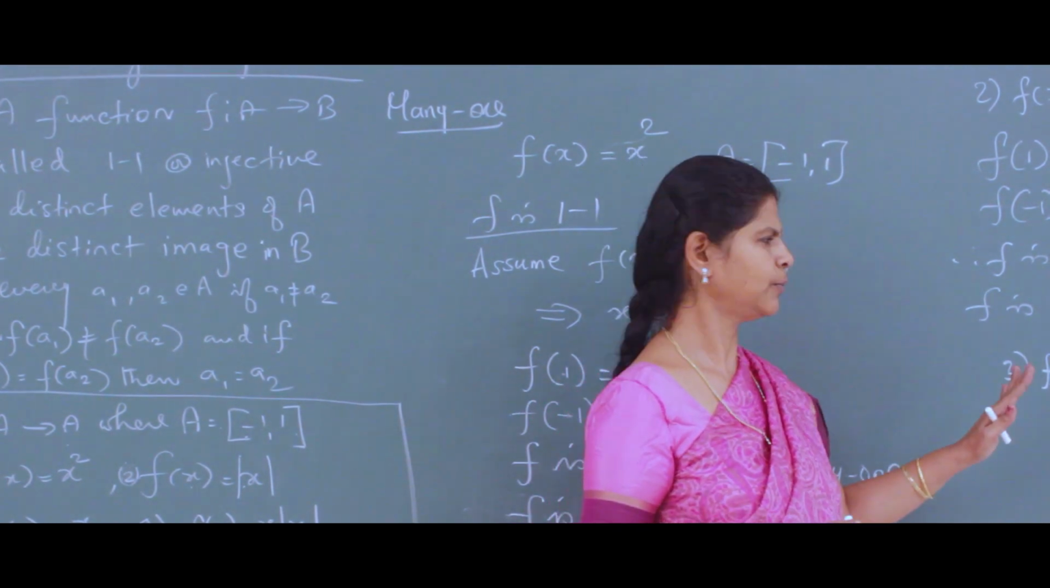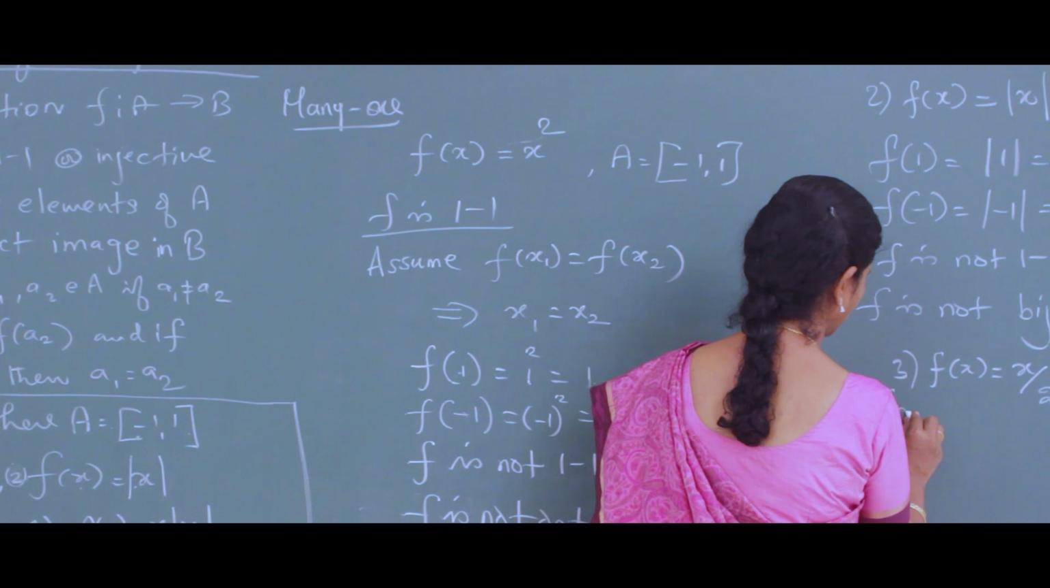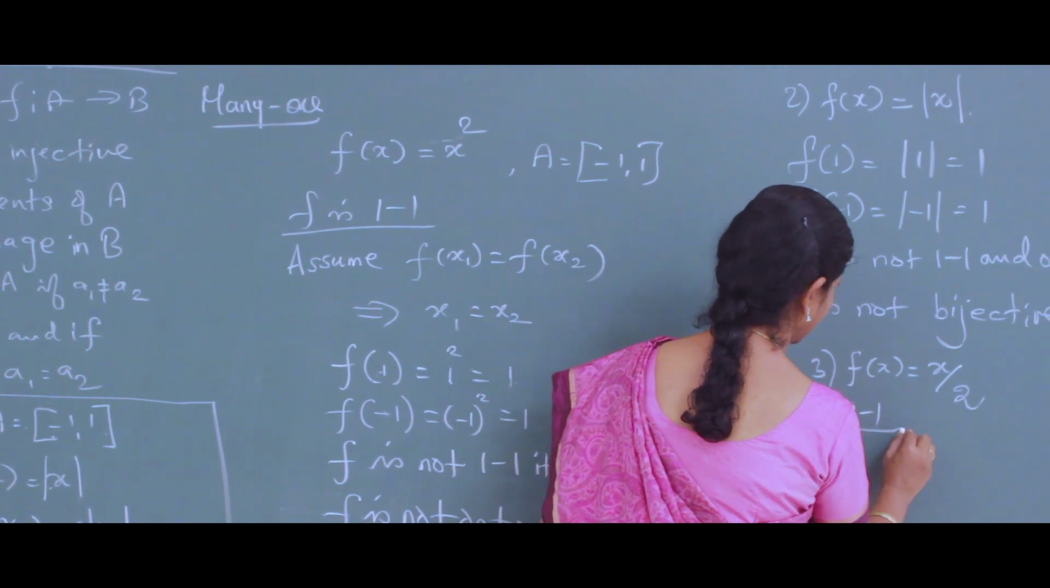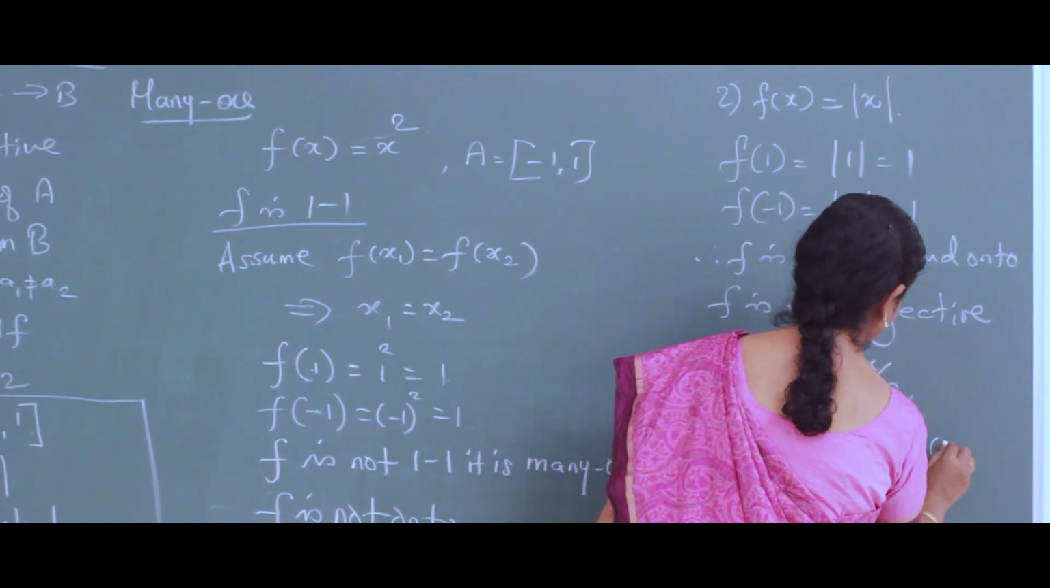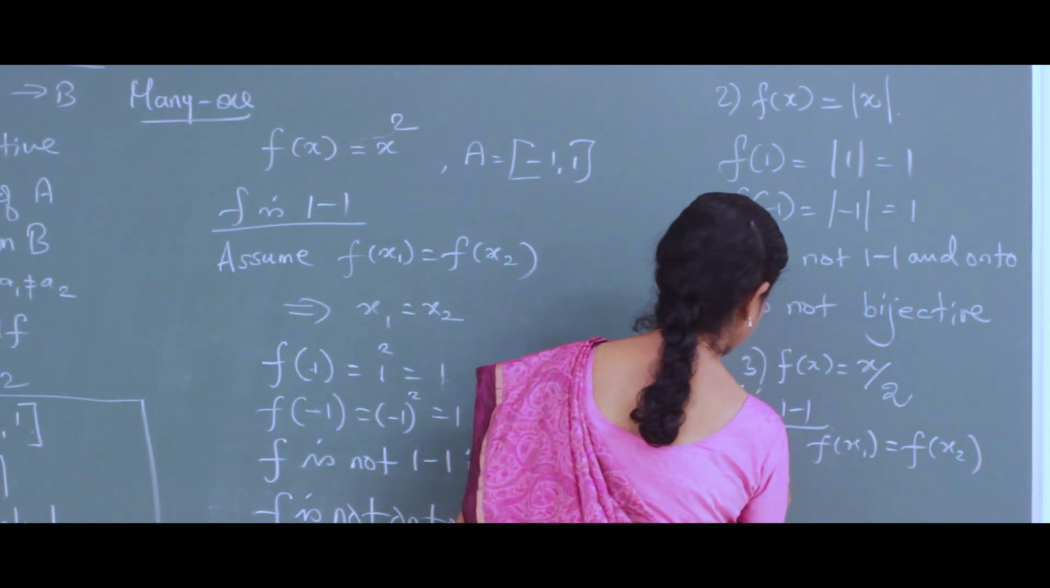இப்போ அதான் நம்ம prove பண்ணப் போறோம். First f is 1 to 1. So let us assume f of x1 equal to f of x2. Assume.